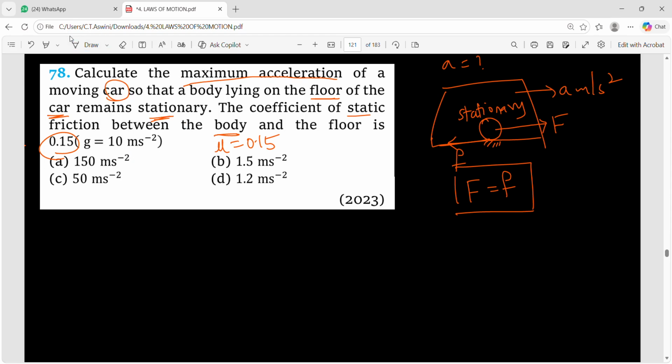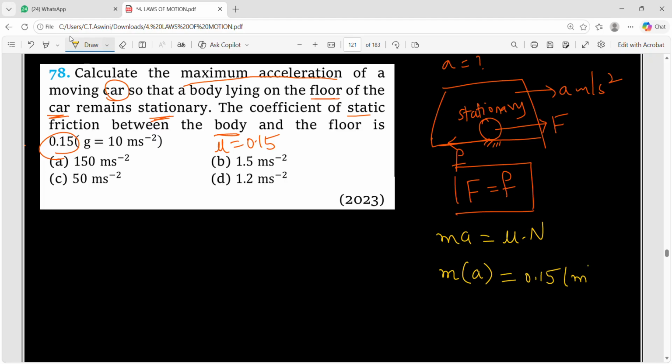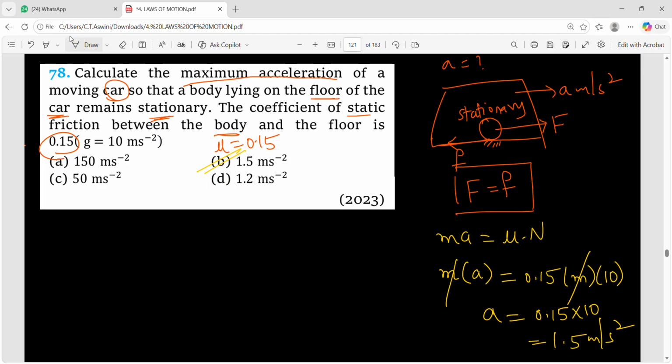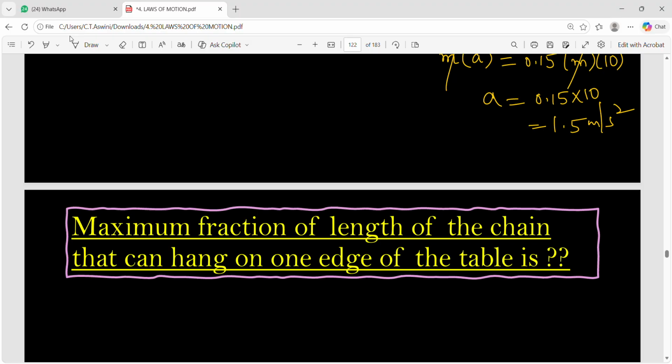The condition is very clear. The body has to remain stationary. That means F external should be equal to frictional force. So you just have to find a. What is F external? F external is m into a. Frictional force is what? Mu into N. Mass m, acceleration we don't know. Mu value is 0.15. What is N? m into g. g value is 10. m cancels. So what is a now? 0.15 into 10. You will get 1.5 meter per second square. So acceleration is 1.5. And what is the answer? Option B is the answer.